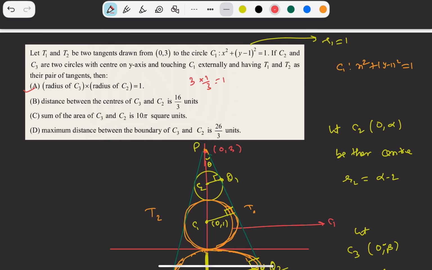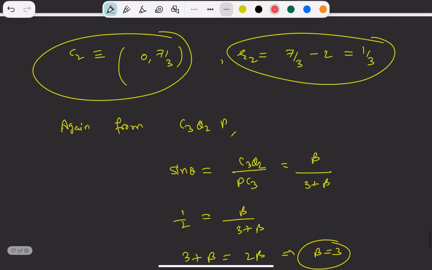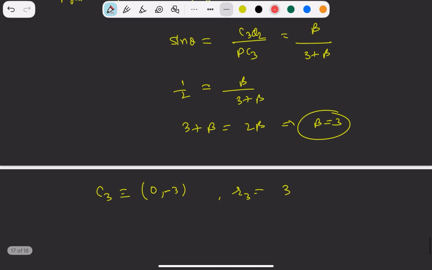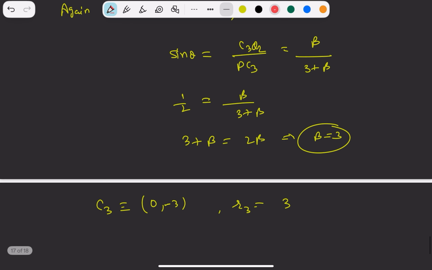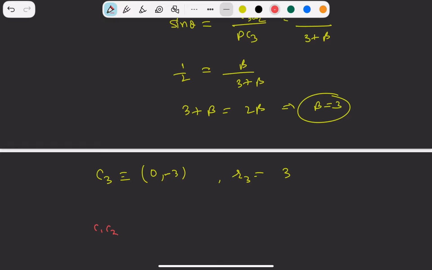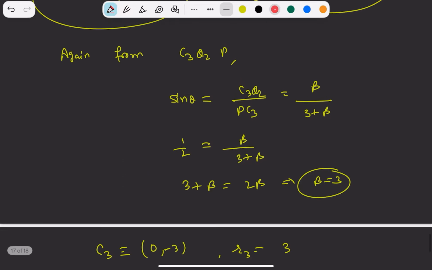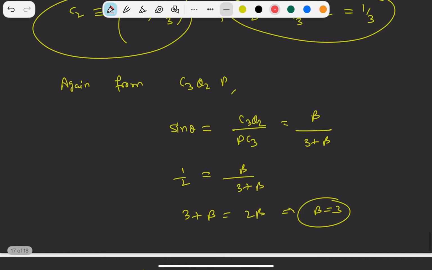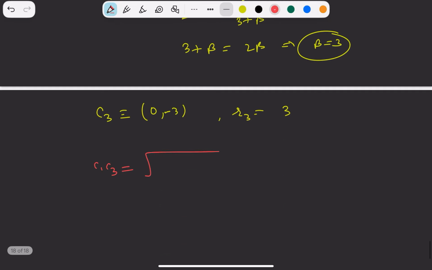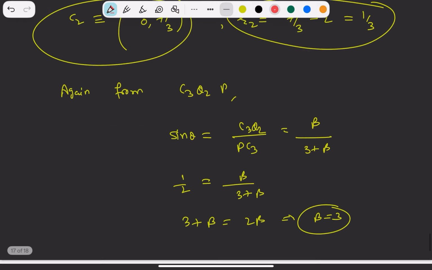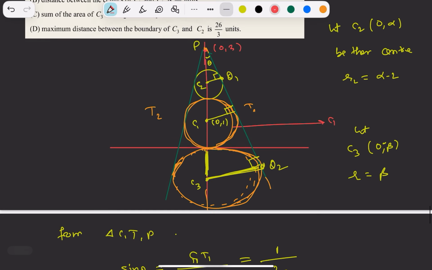Distance between centers C2 and C3. Okay, let us find the distance between centers. This is C2 and this is C3. No need to use the distance formula. The best part is we already know the centers. So C2 center will be (0, 7 by 3), and C3 center will be (0, minus 3).